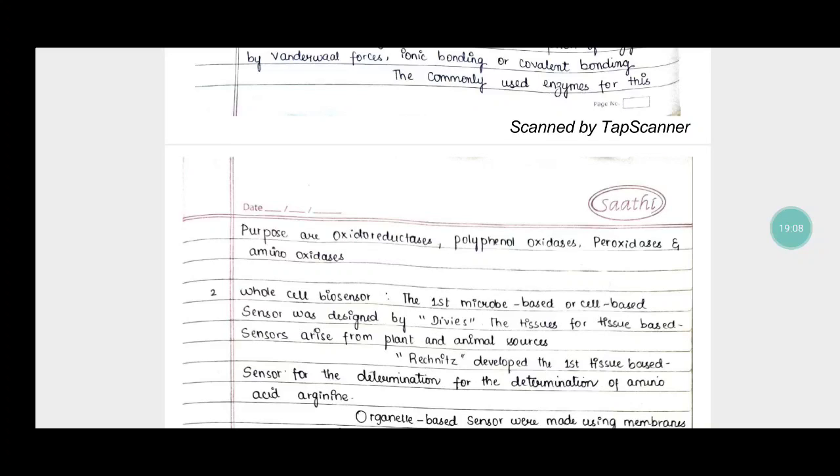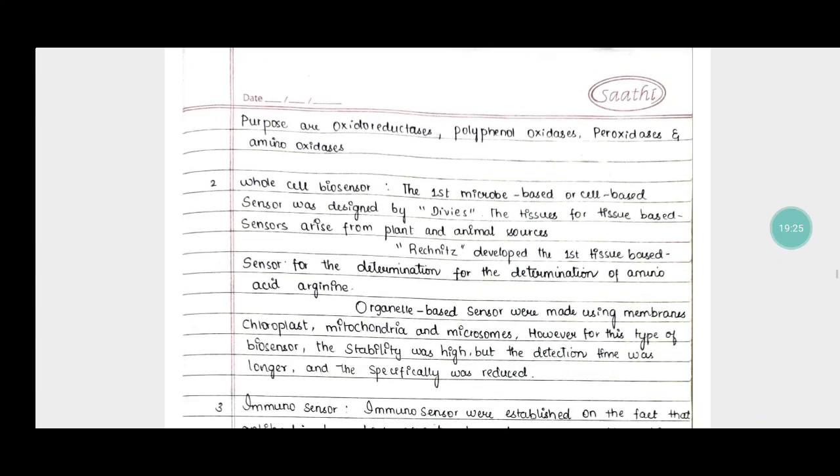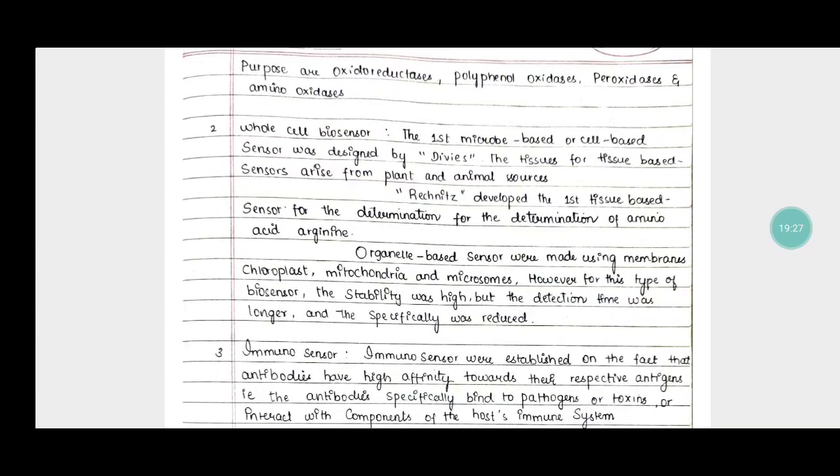Number two, whole cell biosensor. The first microbe-based or cell-based sensor was designed by the devices. The tissue-based sensors arise from plant and animal sources, where the first tissue-based sensor was developed for the determination of amino acids or arginine.